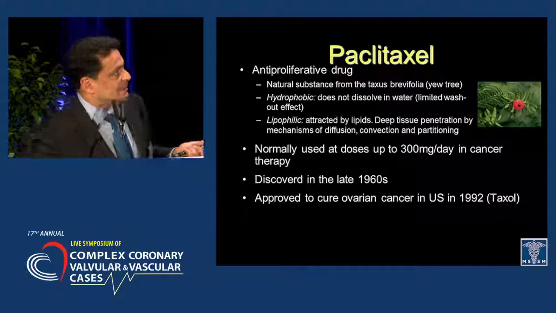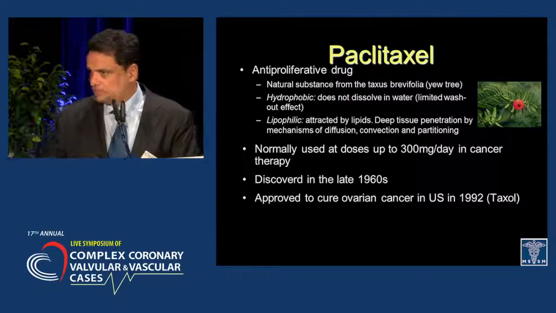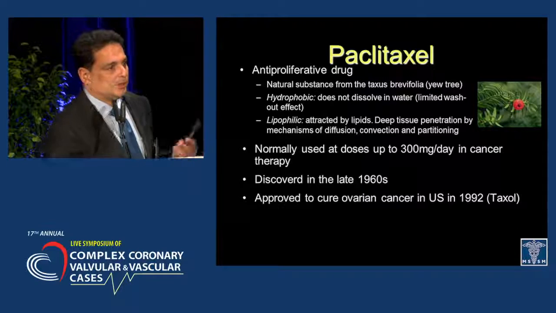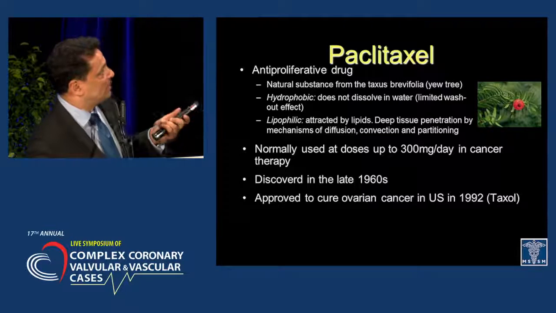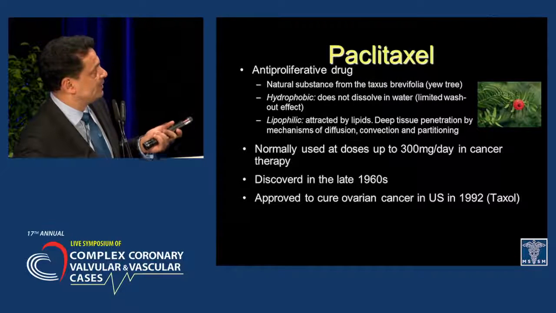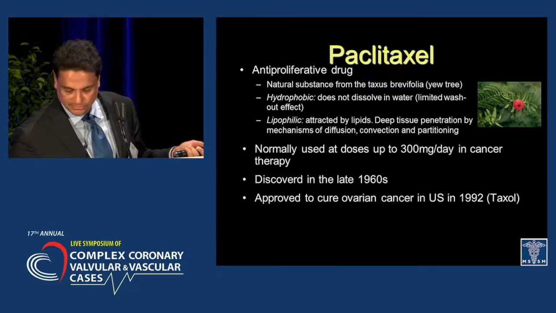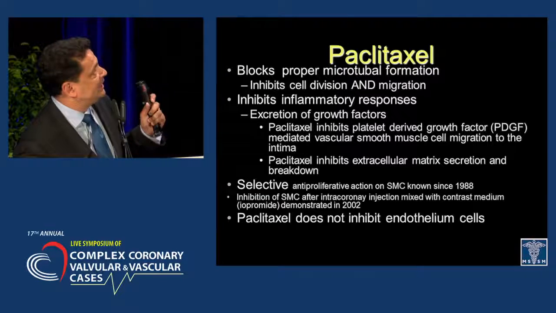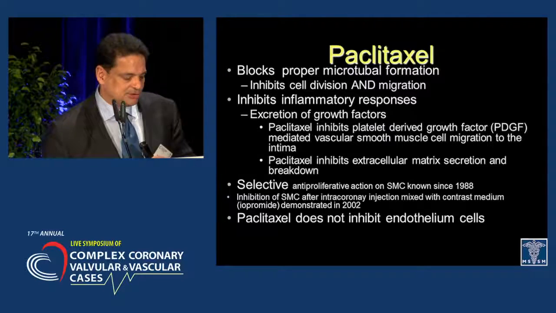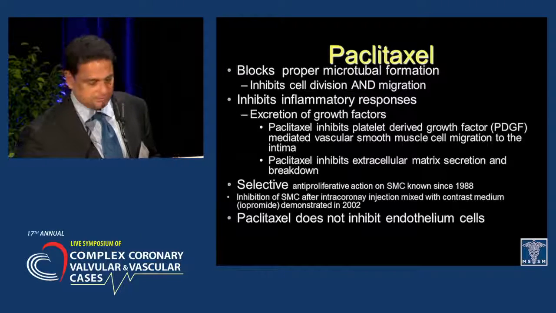So why Paclitaxel? That's another question, because in coronary we have the Zion stents, and we have obviously the Paclitaxel stents, and then we have all these zotarolimus stents. But why did we choose Paclitaxel in the peripheral? Well, it's an antiproliferative drug. It's lipophilic, right? It's normally used at doses. Anyway, we're going to skip this part here. So anyway, it blocks proper microtubule formation and inhibits cell division and migration. Okay, and basically it does not inhibit endothelial cells.